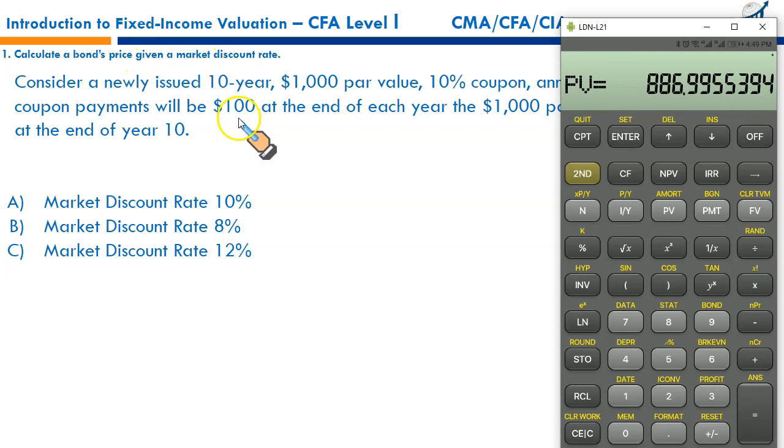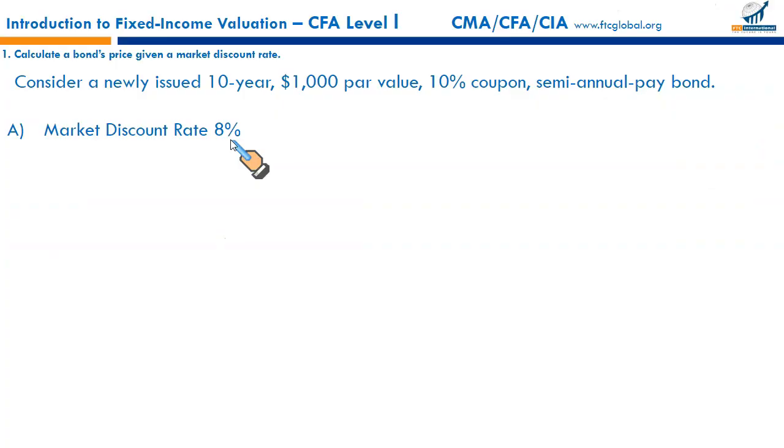We will also do an example when the coupon payments are not annual. When the coupon payments are semi-annual, then how do we calculate the price of the bond? That is our next example we'll be doing shortly. Now consider a newly issued 10-year 1000 par value 10% coupon semi-annual pay bond. And the market discount rate is 8%.